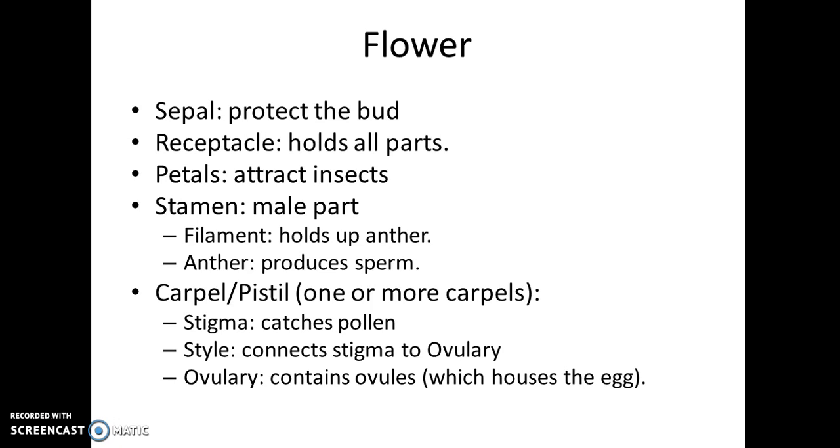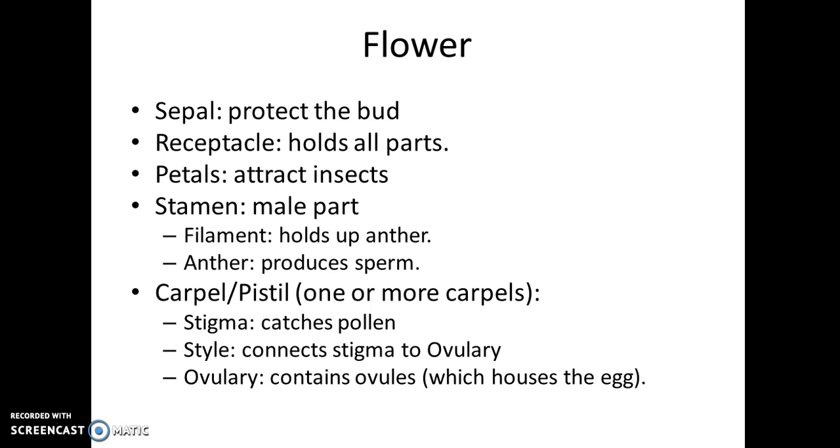Now, I want you to write down all the functions of all these different flower parts. For example, the sepal protects the bud, and remember the bud is the baby flower. The receptacle holds all parts of the plant together. Petals attract insects. The stamen is the male part, and there are two parts of the male part: the filament, which holds up the anther, and the anther, which produces sperm.